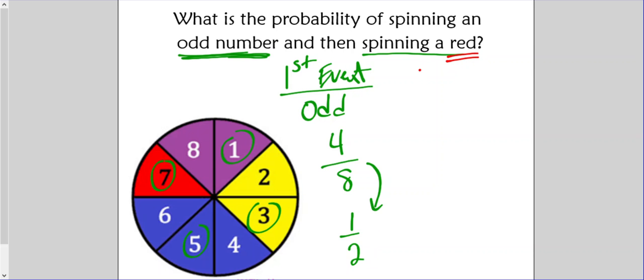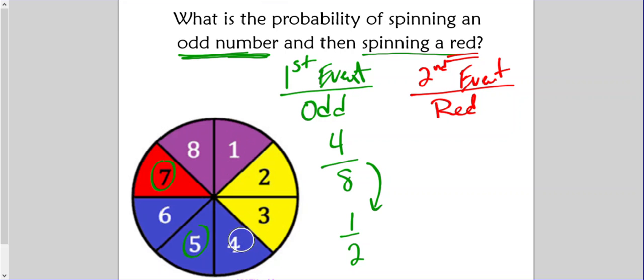The chance that I get a red, that's my second event. So I'm spinning it a second time. I'm basically ignoring what happened on the first one because this second spin doesn't somehow change based on what happened in the first one. Oops, I'm highlighting that in red, sorry. That 7 is the only red number. So there is a 1 out of 8 chance that I get a red number when I spin this. When you're talking about two events, you're always talking about the probability of the first one times the probability of the second one. The chance that we get an odd number times the chance that we get a red number.